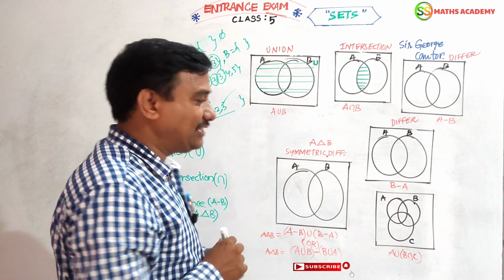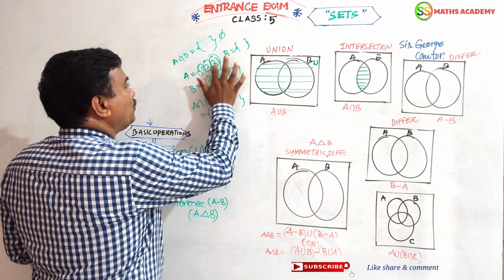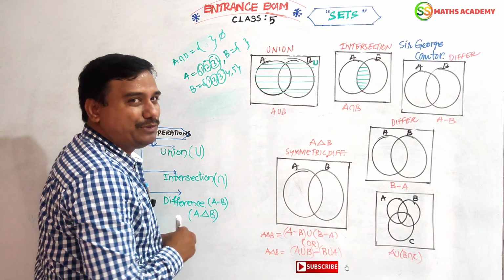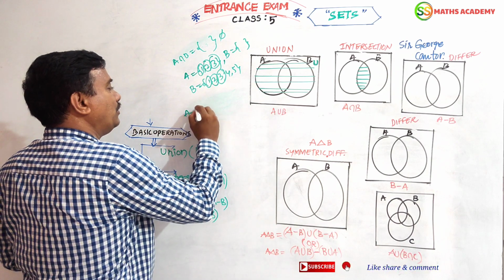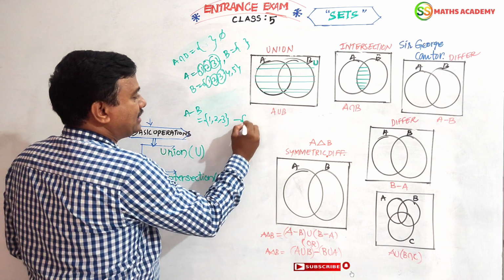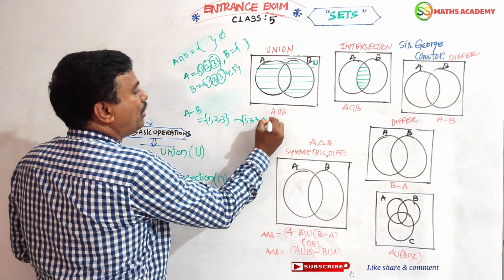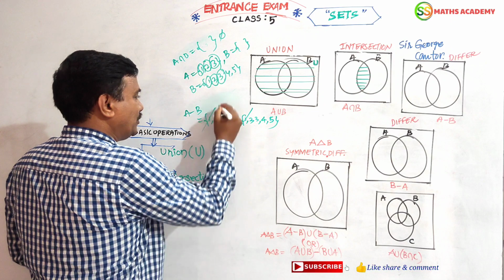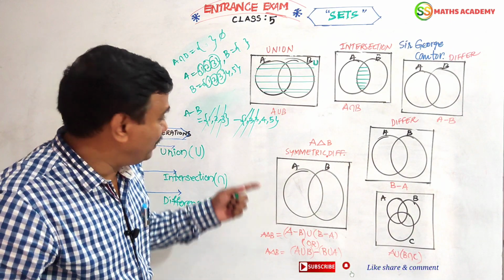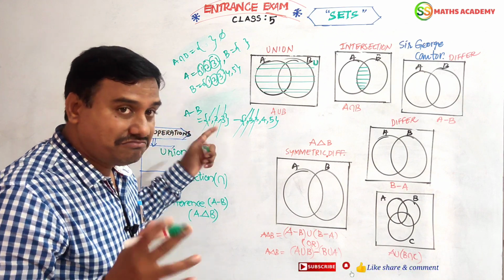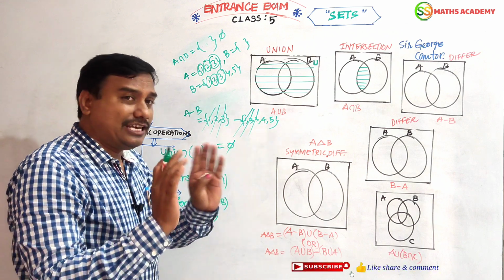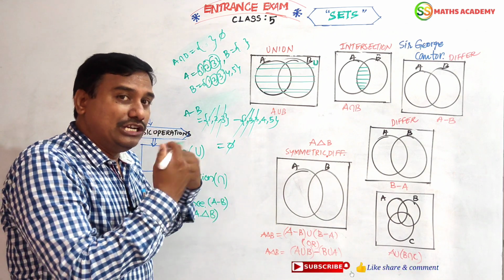By the example you can understand. Here A equals 1, 2, 3, B equals 1, 2, 3, 4, 5. I am going to write first A minus B, dear friends. A is 1, 2, 3, minus B, which is 1, 2, 3, 4, 5. What are the common elements? 1, 2, 3. What are the remaining elements? The first set has nothing left. Here 4, 5 will be there, but you don't take that as the answer. You leave it.